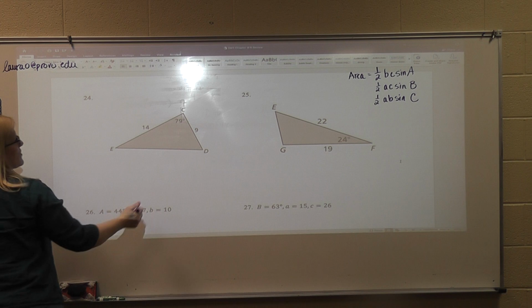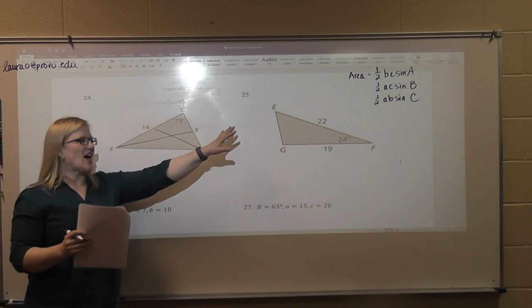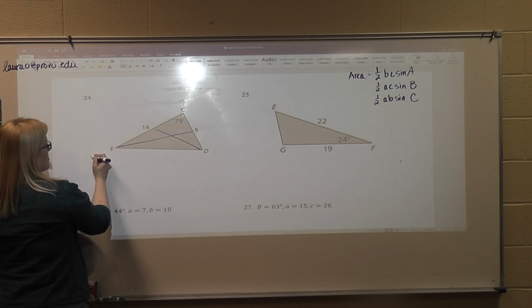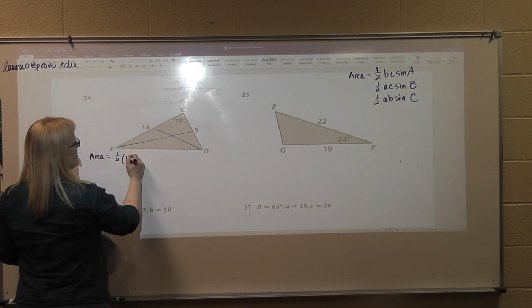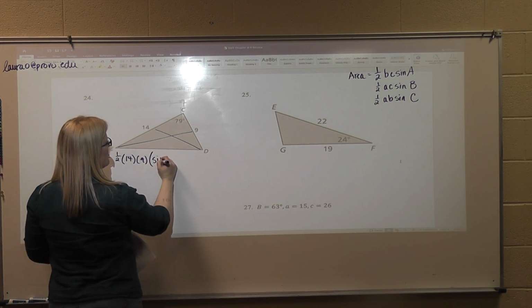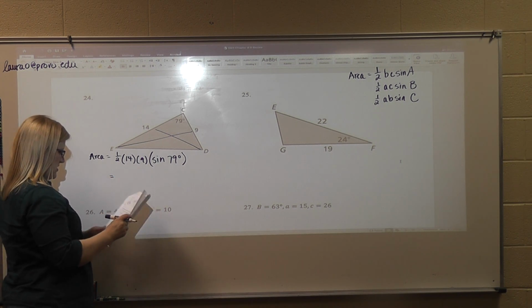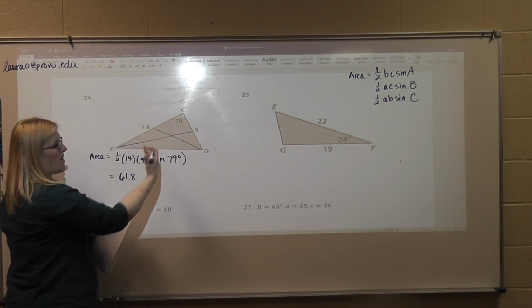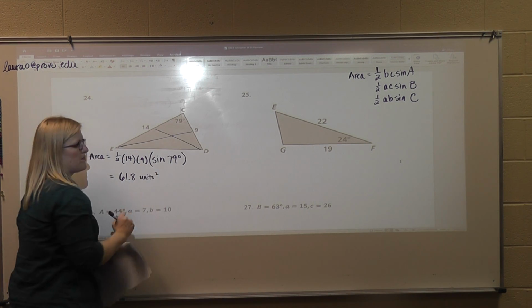Okay, so this one we've got D and we've got E, and quite frankly, you don't even really need to have a formula. Just know that you've got your two sides and you've got your angle. So the area is 1/2 times 14 times 9 times the sine of 79 degrees. And for that one, I get 61.8, and I'm not given any inches or anything like that, so I've got units squared.